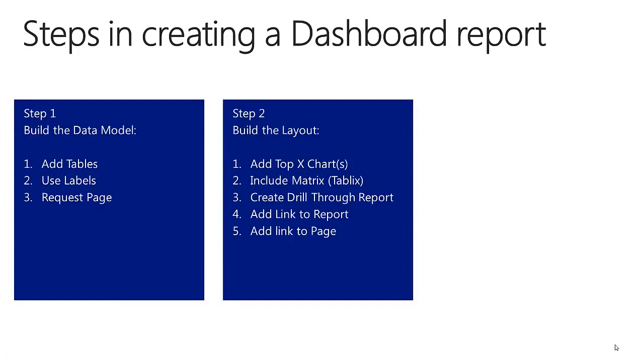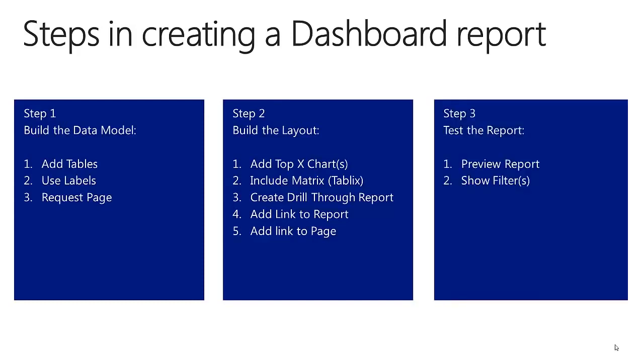In the second step we built the layout of the report. We added 2 topics charts with a topics filter. Then we included a tablix which is visualized as a matrix control, and in the matrix we added a drill through link. One link to the report and one link to a page. The next step will now be to test the report. We will preview the report and see the filters.